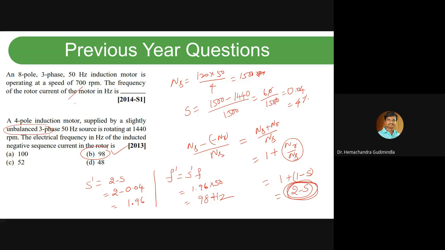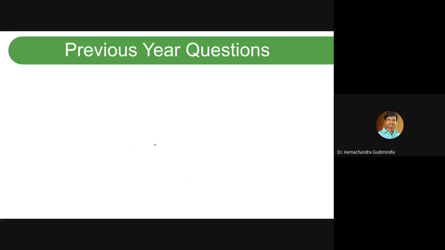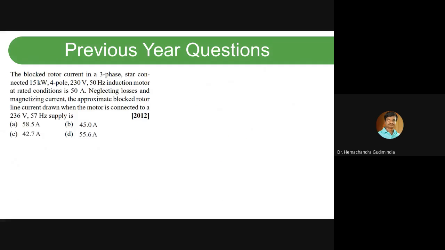In the first and second questions, the motor is operating under normal conditions, so we consider f dash equals s into f. But in this case, f dash equals (2 minus s) into f because of the unbalanced supply. Right? Now we will look at one more question.